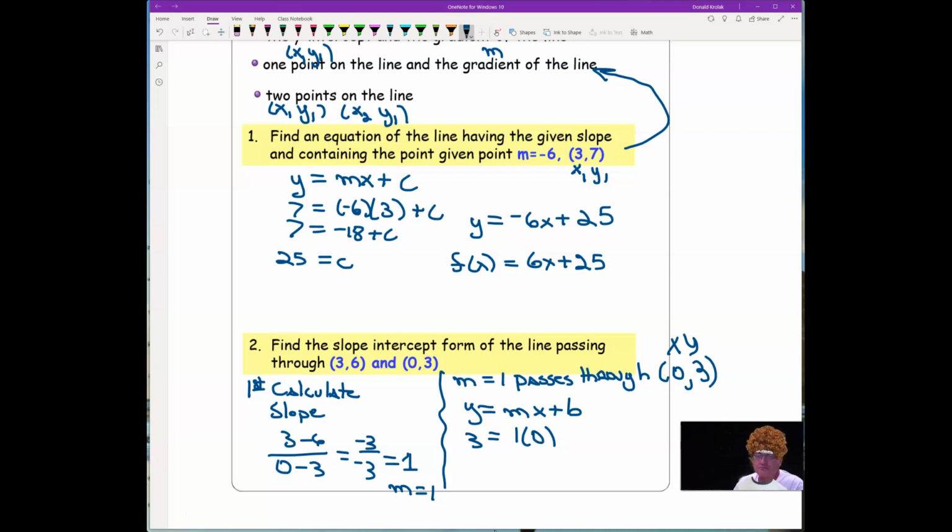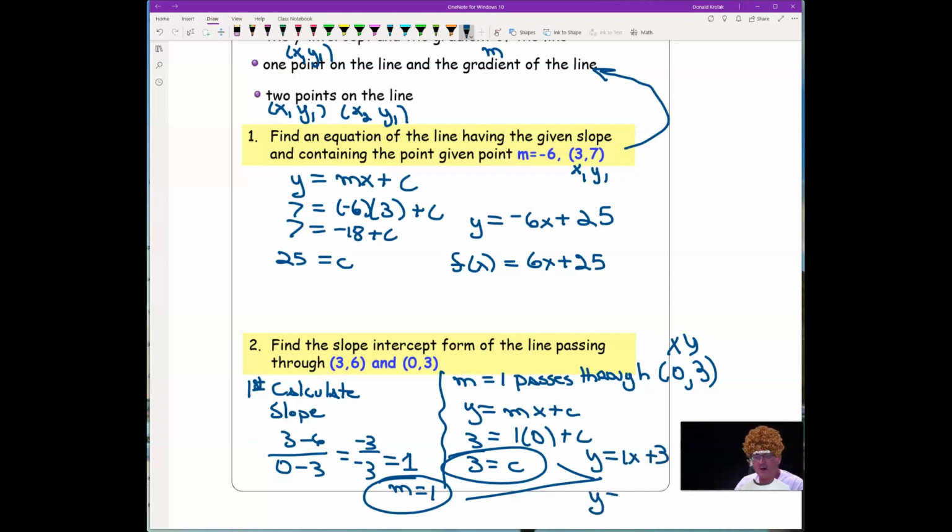0 plus b. So, well, I'm so used to b, and darn it, b is c. So c is equal to 3. Now I'm going to take that and write my equation. y equals 1x plus 3, or just y equals x plus 3.